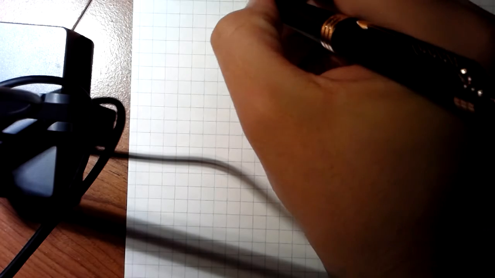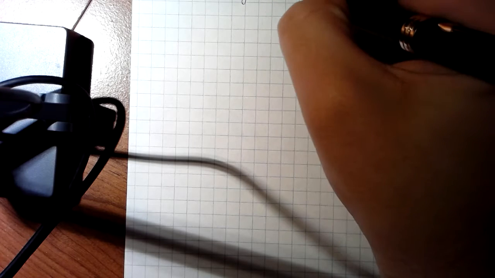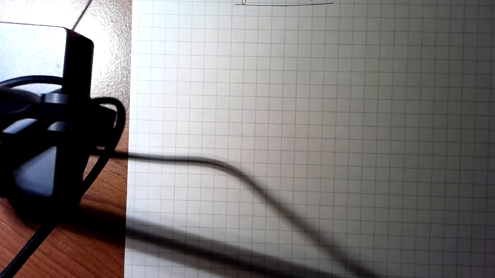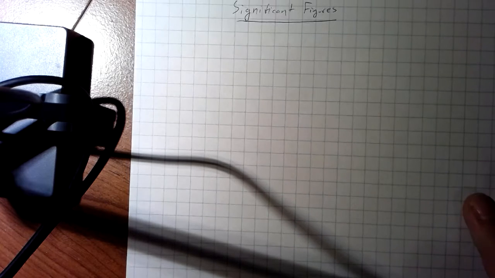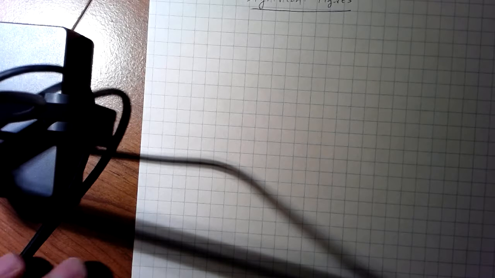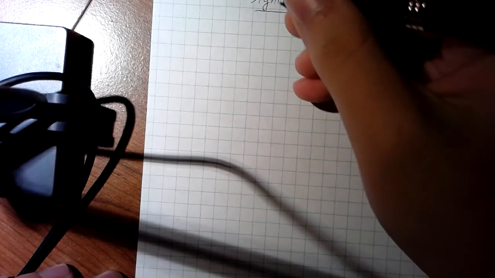So in this video, we're going to go over significant figures. First, we're going to learn how to identify them, and then we're going to learn how to round using significant figures, and then we're finally going to go over operations with significant figures. So let's get started with identifying them.